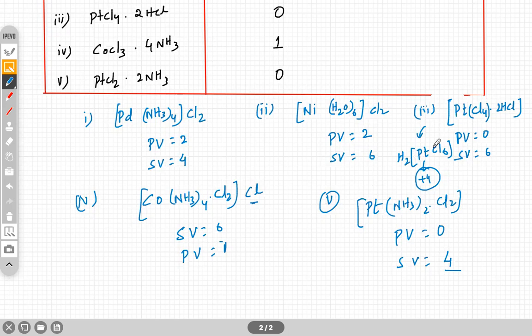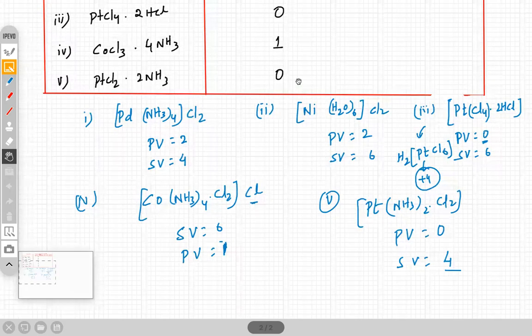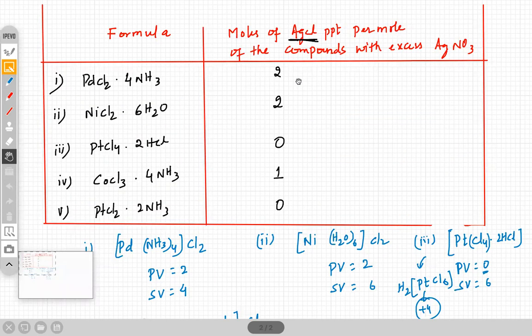Here also, if you write it this way or this way, obviously there is no chlorine present outside the complex, hence primary valency is 0. Primary valency is 2 here. Here there is nothing outside, no chlorine outside, so primary valency is 0. Why are we not considering this chlorine for primary valency? Again, I'm repeating, because it satisfies both primary as well as secondary. So on the basis of this data, we consider only those ions which satisfy only primary valency, that is 1.